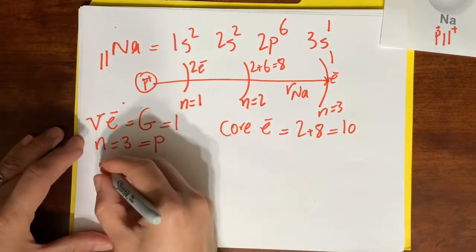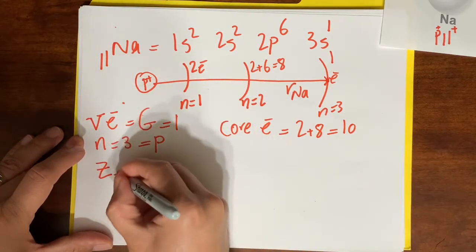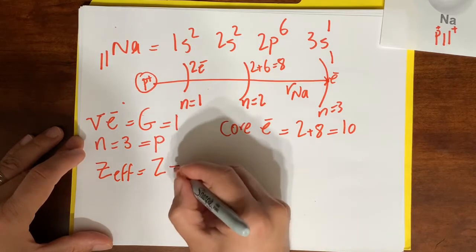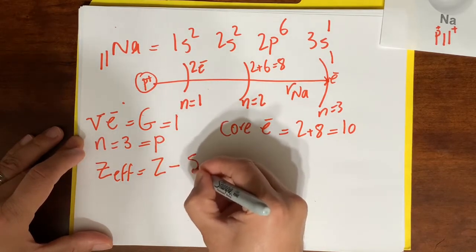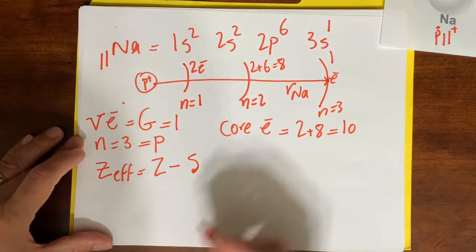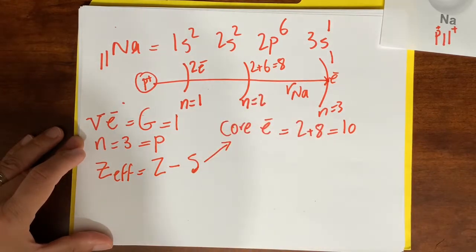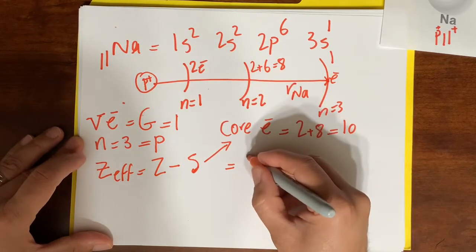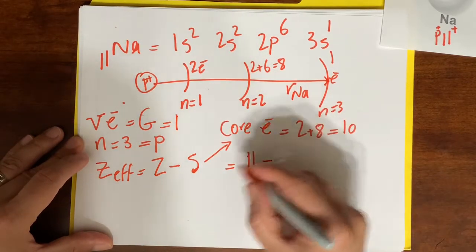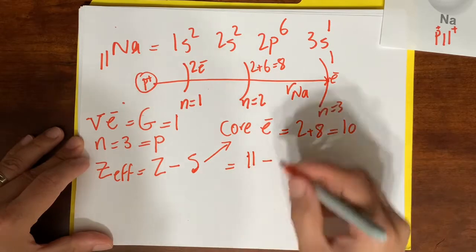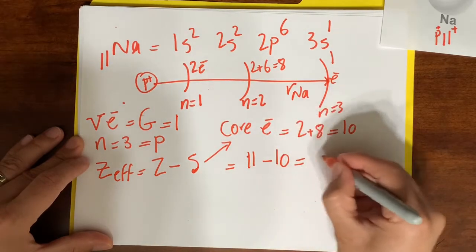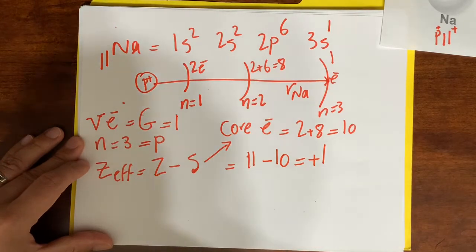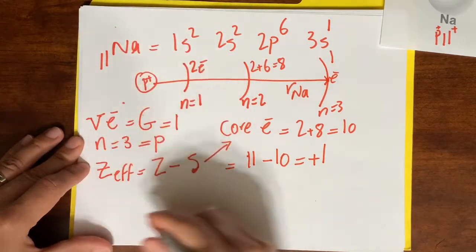Those are 10 inner electrons, or shielding electrons. And remember, effective nuclear charge is equal to the number of protons minus S, and S is talking about core electrons. So in this case, for sodium it is going to be 11 minus core electrons. We have 10. It's just a plus 1.